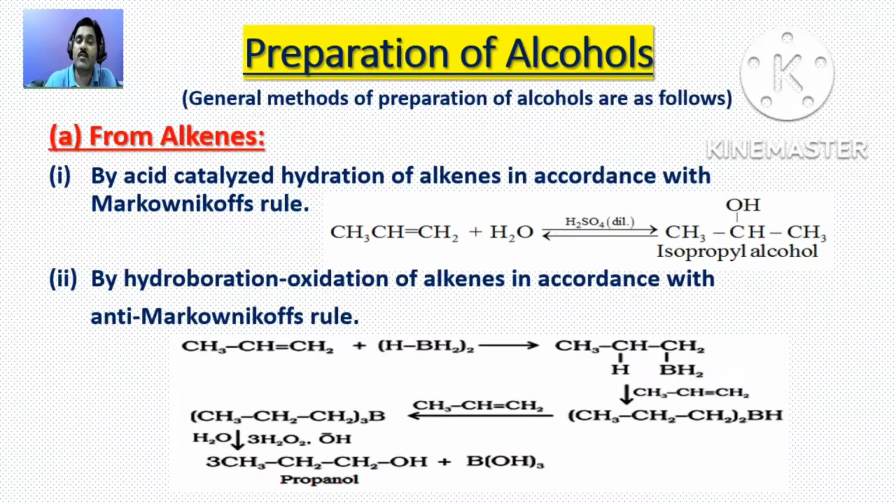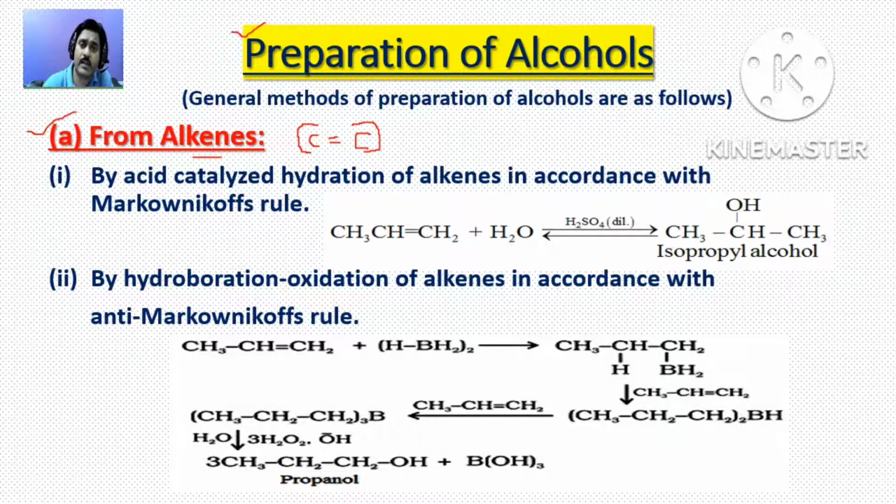Okay. Now in the final phase we are going to learn a very important topic, the preparation of alcohols. There are some methods by which we can prepare alcohols. Alcohols can be prepared from many substances. For example, we can prepare alcohols from alkenes. Alkenes are those carbon compounds having a double bond between carbon-carbon atoms. So from alkenes we can prepare alcohols.